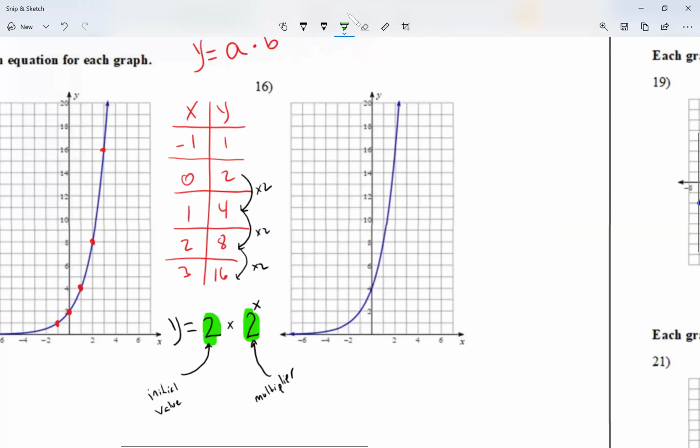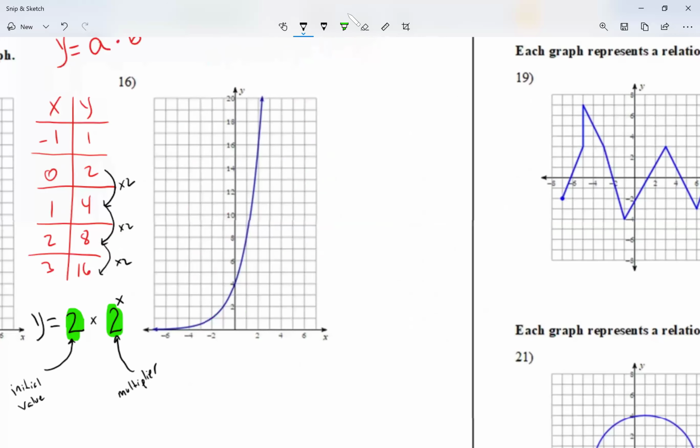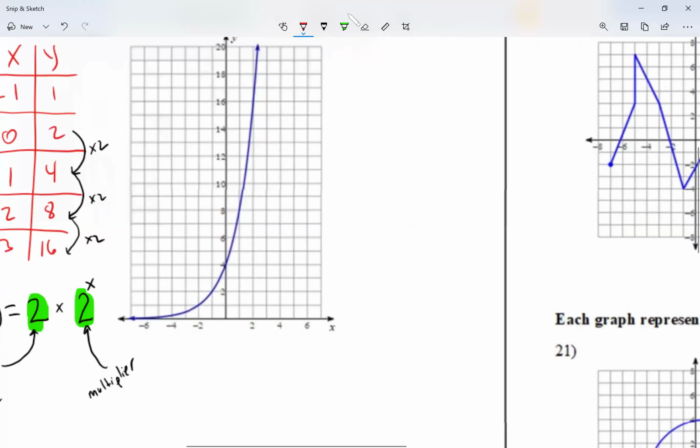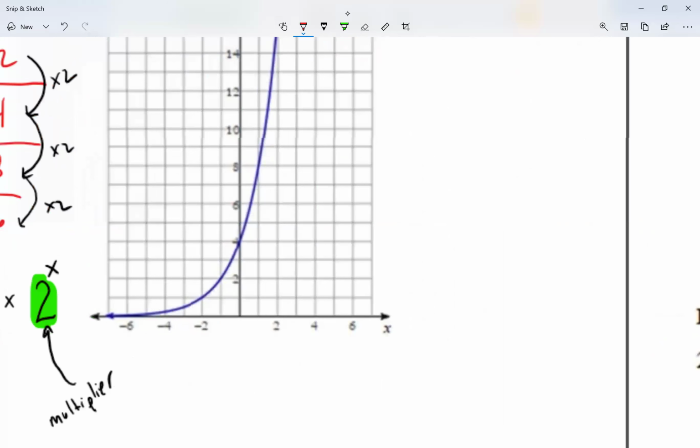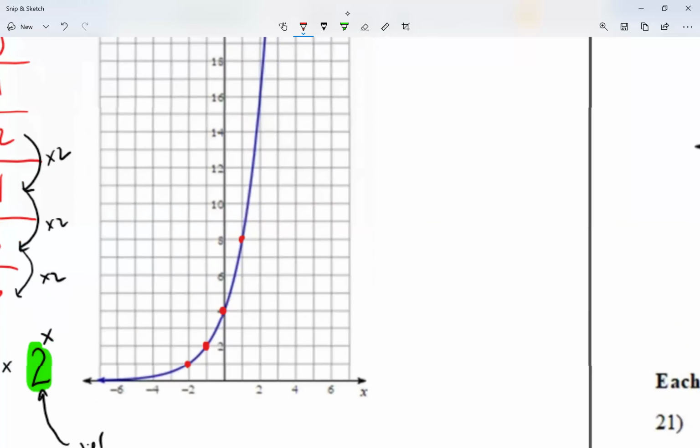Okay, let's take a look at question number 16. Let's see. Any points that I can see the coordinates of. I can see this point. I can find the coordinates of that point. Remember, I'm looking for points on the graph that I can find the coordinates of. I can find this one, and this one, and this point. I'm trying to find as many points as possible.